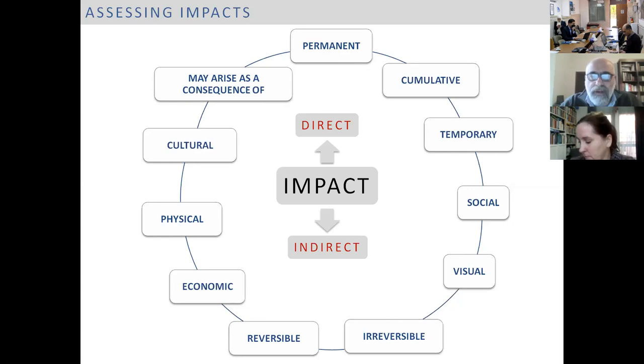For the indirect impacts, you should consider if they may arise as a consequence of something that is happening around. And as we said at the beginning, we should consider the wider setting and not only the property itself, because we should be able to relate single impacts to what is happening outside the property. As you can understand, it is a very complex cloud, evaluating all the changes around the property and all the kinds of impacts that are going towards our assessment.